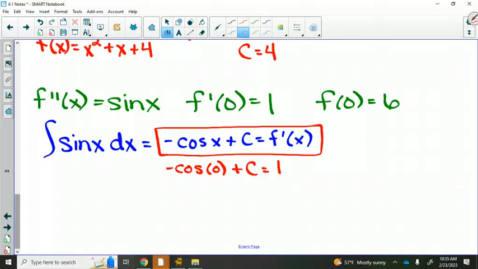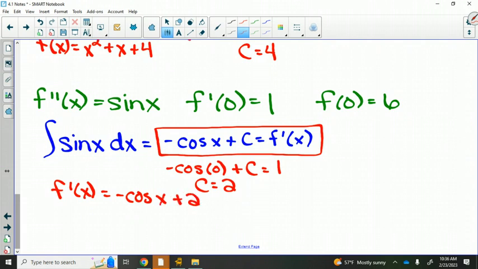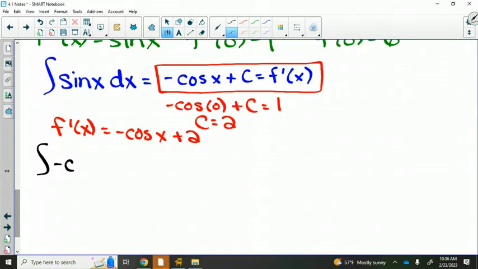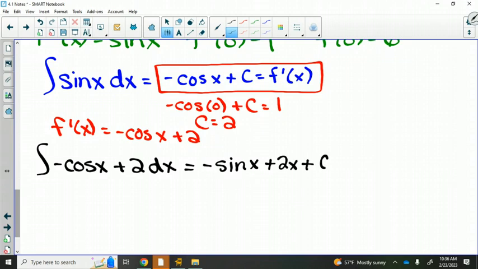All right, cosine of 0. What's cosine of 0 on the unit circle? 1. So this is going to be a negative 1. So c equals 2. That makes our first derivative, our particular solution, negative cosine of x plus 2. Okay, now we're going to integrate that. Negative cosine x plus 2 dx. What's the antiderivative of negative cosine? Negative sine. So negative sine x plus 2x plus c. And that equals f of x.